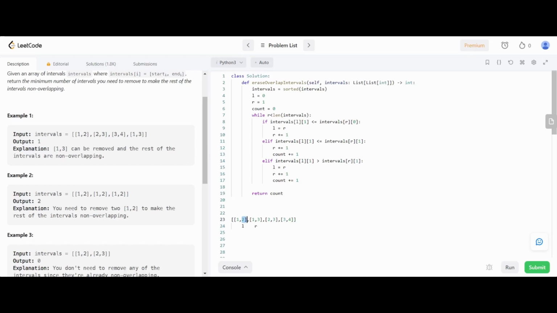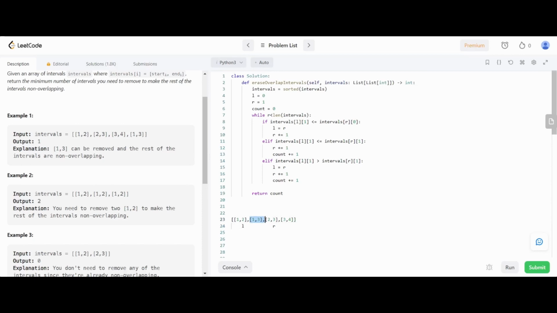So basically what's happening over here is we're lying inside this case, right? So what we'll do in this case is we'll just remove the very last element. We'll just remove R, which is 1, 3, from our list, and we'll increment R by 1 so that we reach over here. This means that this element is removed from our list, and we'll increment the counter by 1.